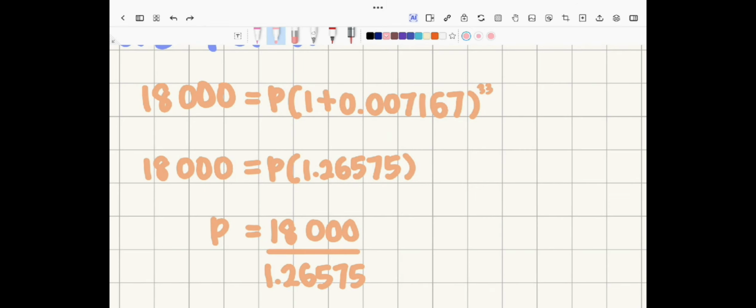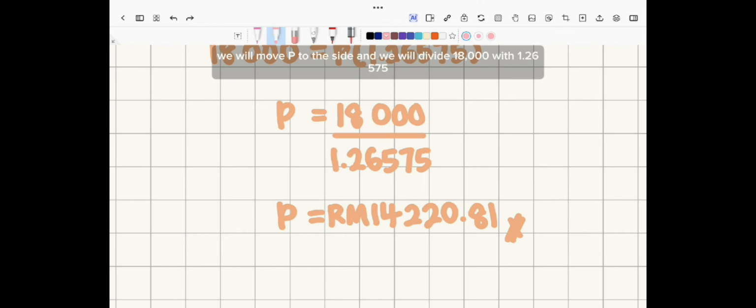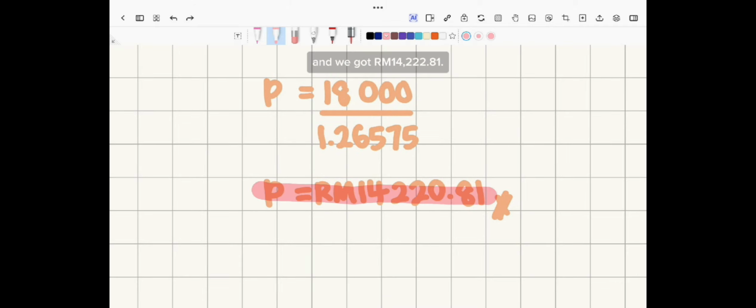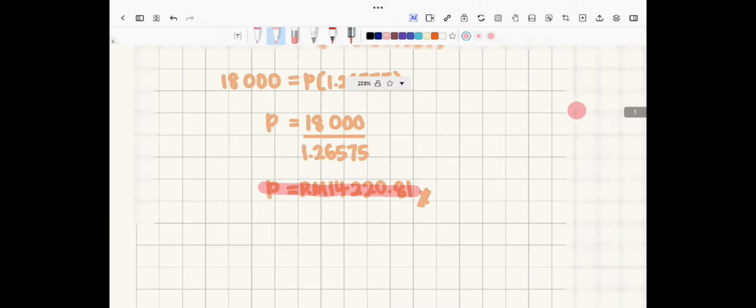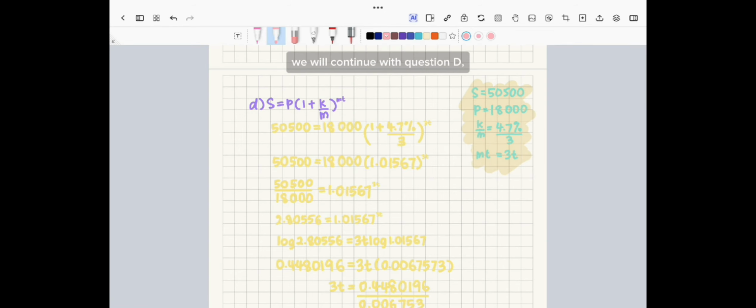1.0.007167 equals 1.26575. We will move P to the side and divide 18,000 by 1.26575. And we got P, RM 14,222.81. This is the answer to question C. We will continue with question D.